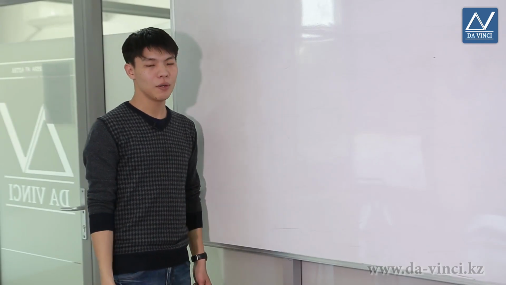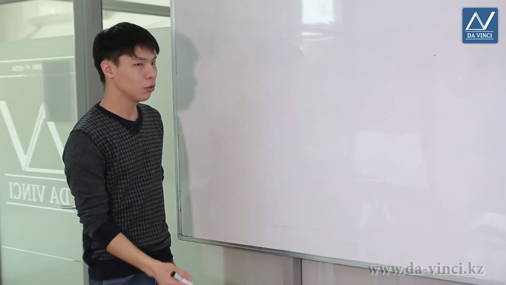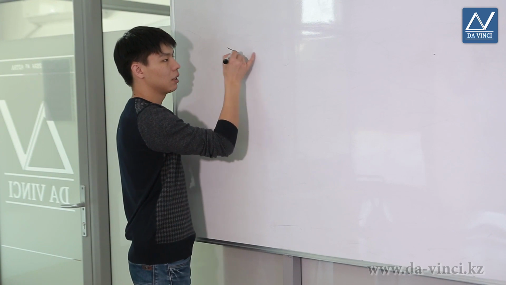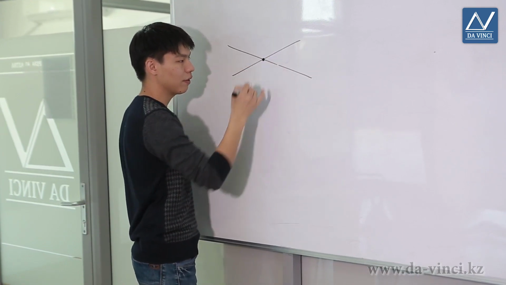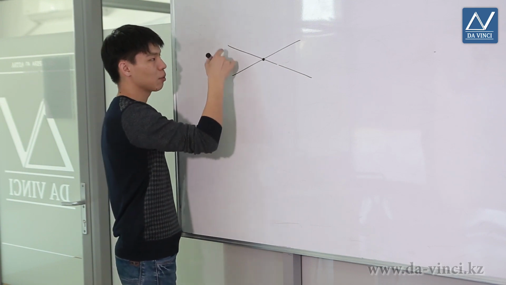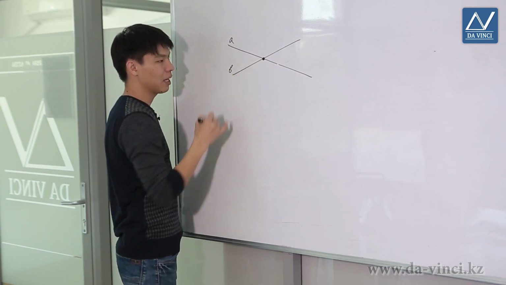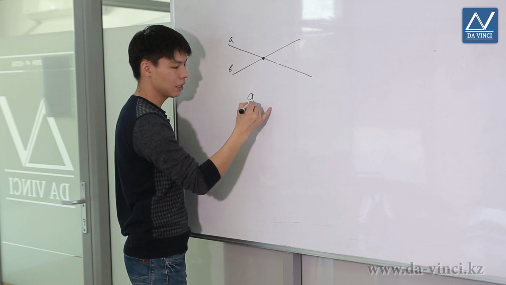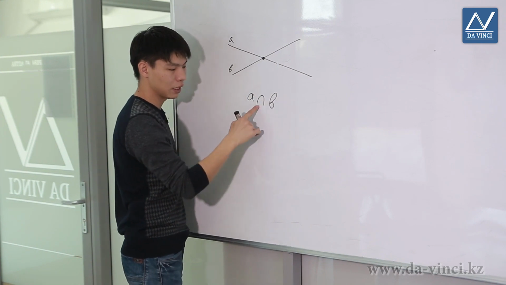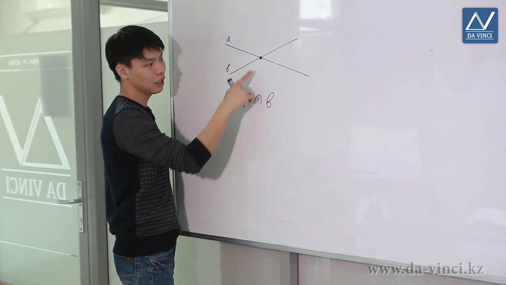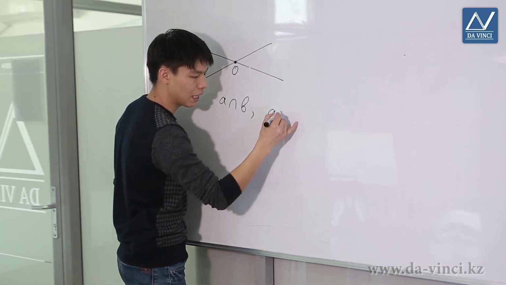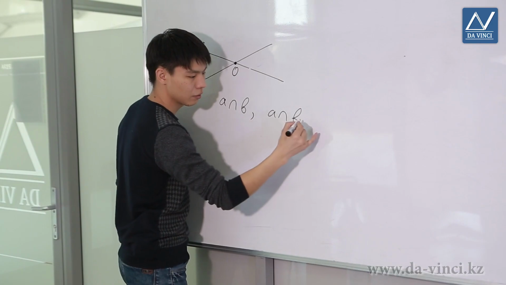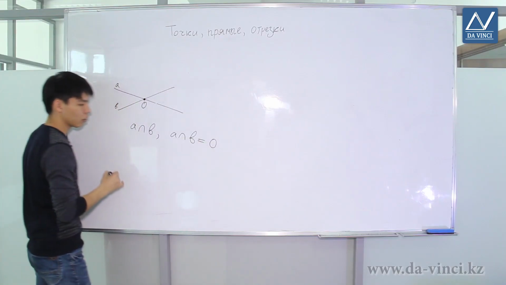Consider how 2 straight lines can be positioned relative to each other on a plane. If 2 straight lines have one common point, only one, then it is said that these lines intersect. Let's assume this is line a, this is line b. Line a intersects with line b. This is an intersection sign. If we mark this point, let's say O, we can indicate that line a intersects with line b at point O.